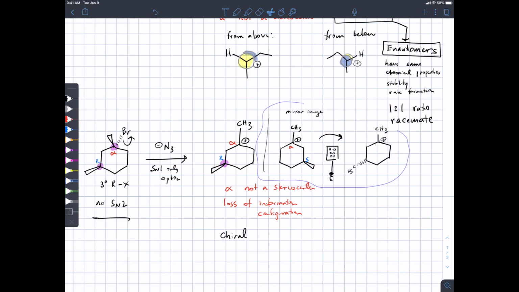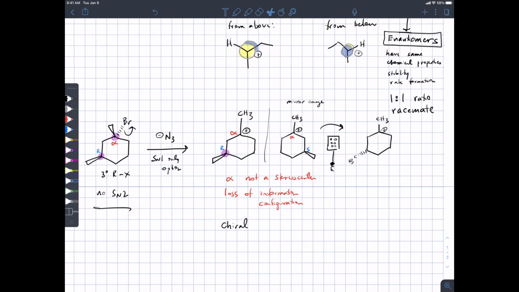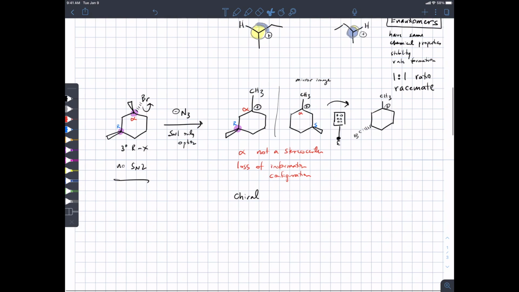All right, I'm going to erase that because, well, maybe I'll leave it there for just a second. All right, so if you're with me so far, that's a case where the intermediate could be chiral. Now let's think about the consequences of that.